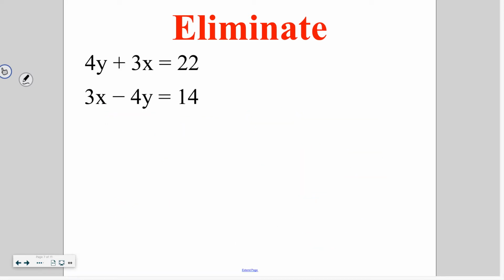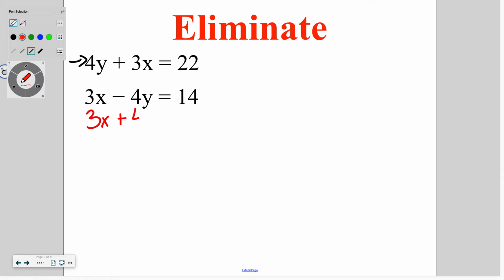Next one. We want to make sure that our variables are lined up. So currently our y and our x are not above one another. So we're going to go ahead and switch this around. If I were you, I would always try and switch an equation that has positive variables so you don't have to worry about which sign goes with which set of terms. So I'm going to look at this top one, and I'm going to go ahead and switch that around. So the 3x plus 4y is equal to 22.